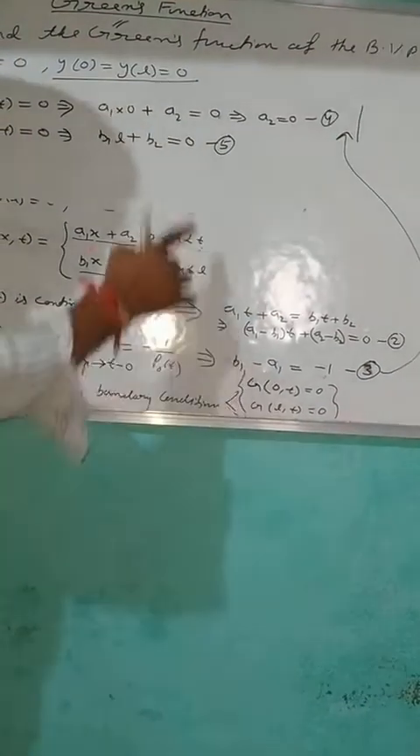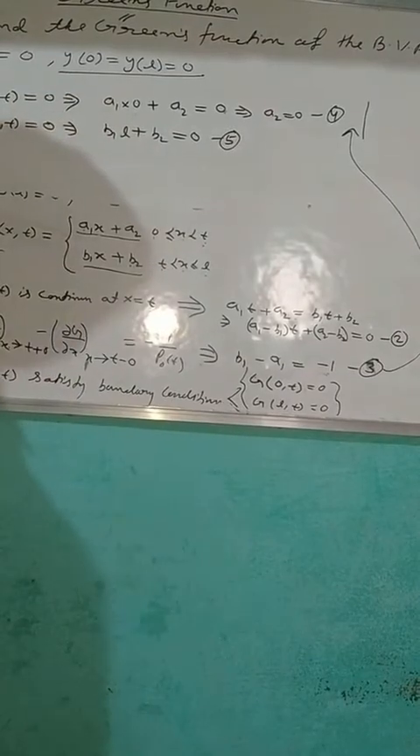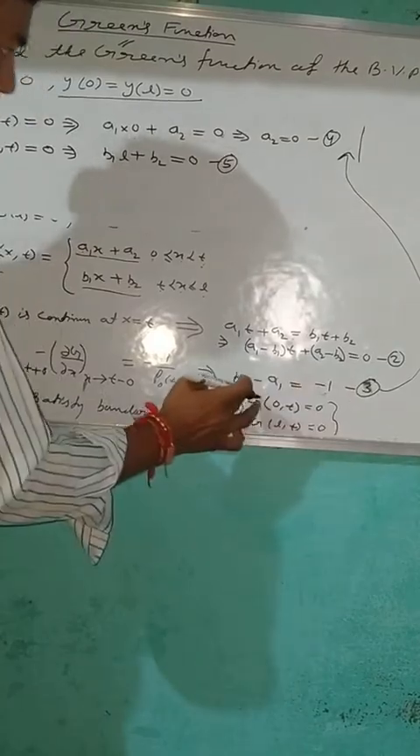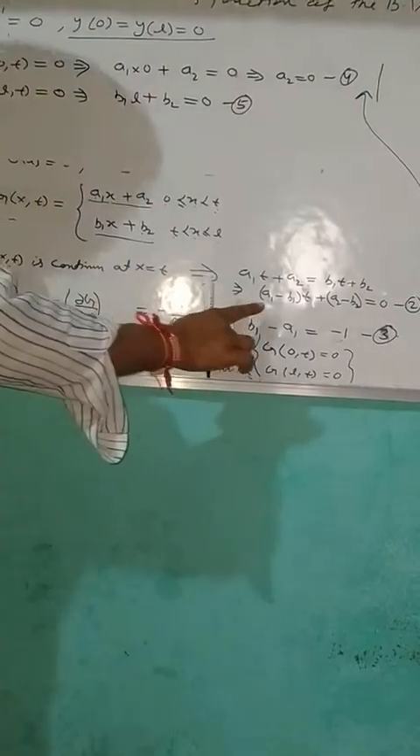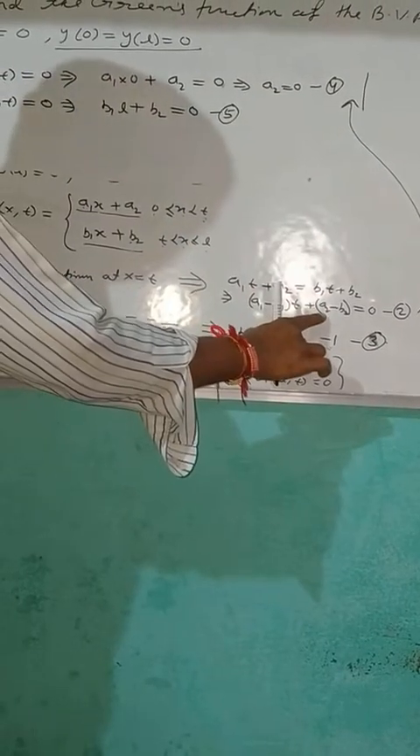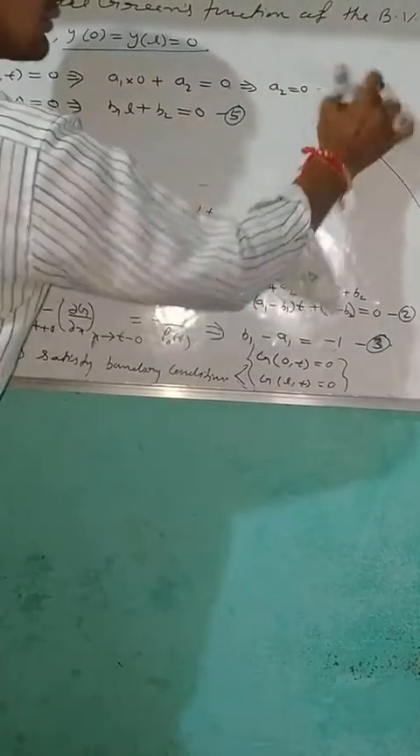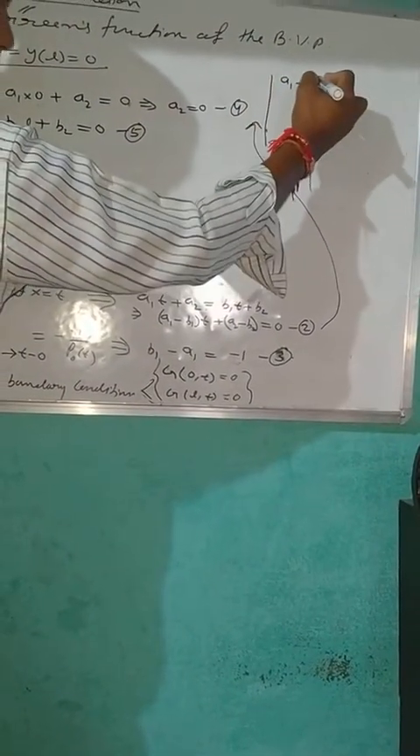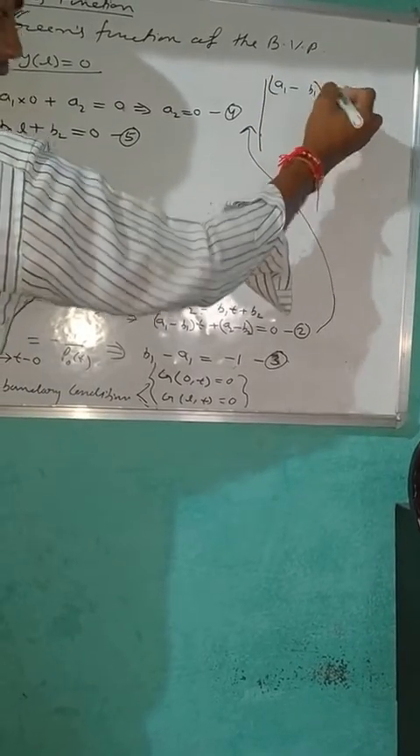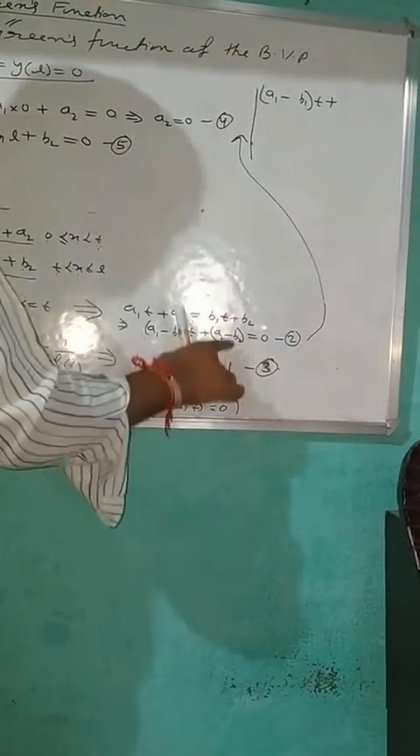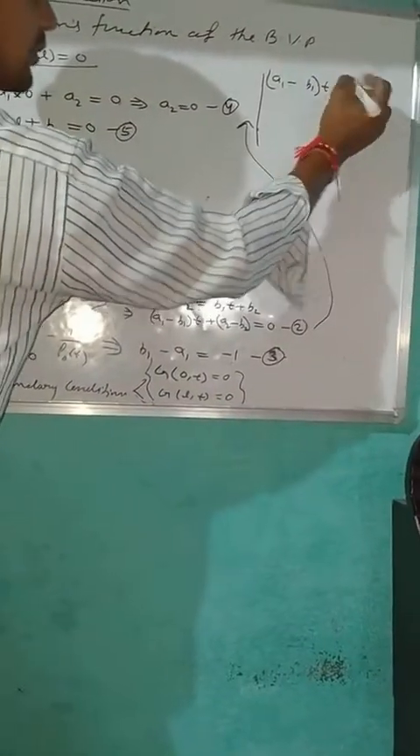we can find the value of b1, because from equation number 2, this is equation number 2. When we put a2 equal to 0, then equation number 2 converts to a1 minus b1 and t plus a2 equal to 0. So this value is minus b2 and it is equal to 0.